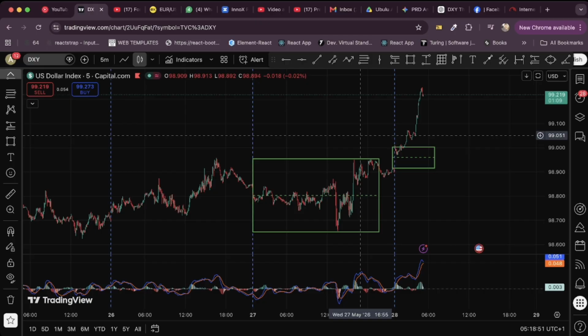Our bias for today is as simple as: DXY is bullish on the daily time frame, is bullish on the 4-hour time frame, and is also bullish on the 1-hour time frame. So that means our bias for today has to be a bullish DXY.